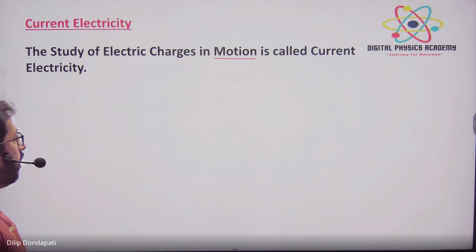In this way, we are studying some variables, like current. First we will learn about the current.